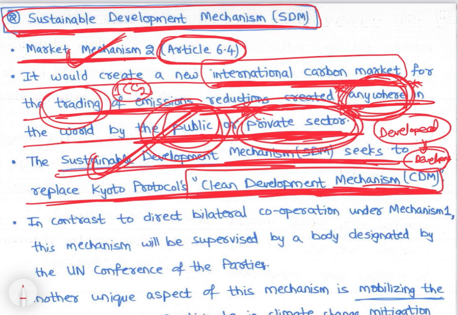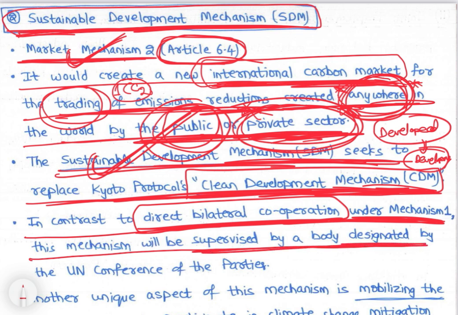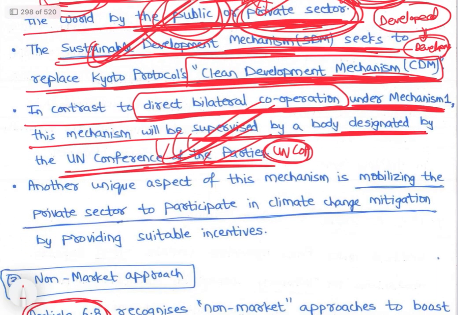Anywhere, any time, right? You can invest in carbon trading, emission trading. In contrast to direct bilateral cooperation under mechanism 1, ठीक है, this mechanism will be supervised by a body designated by the UN Conference of Parties, UN COP, right? It will be supervised, right? Basically जो private sector भी कर रहा है तो ये register तो होना चाहिए, right? So first is bilateral, so this is supervised.